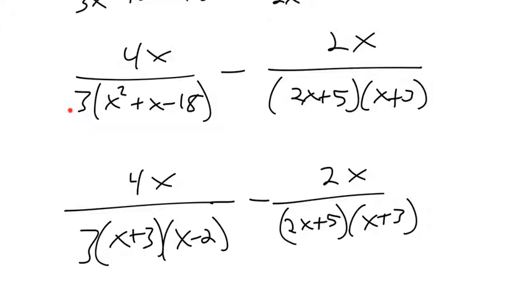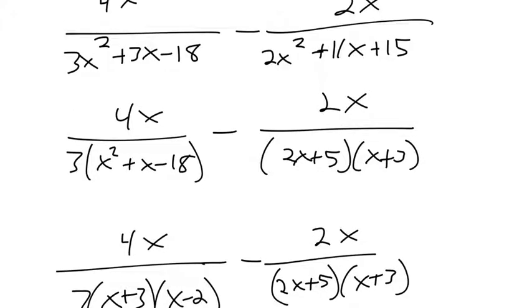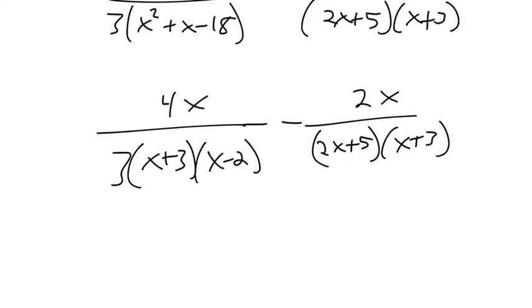There's my factoring steps. I factored out a 3, and then x squared plus x minus 6 factors to be x plus 3, x minus 2. And then this is what the above trinomial factored to be. 2x squared plus 11x plus 15 factors to be 2x plus 5, and then x plus 3.